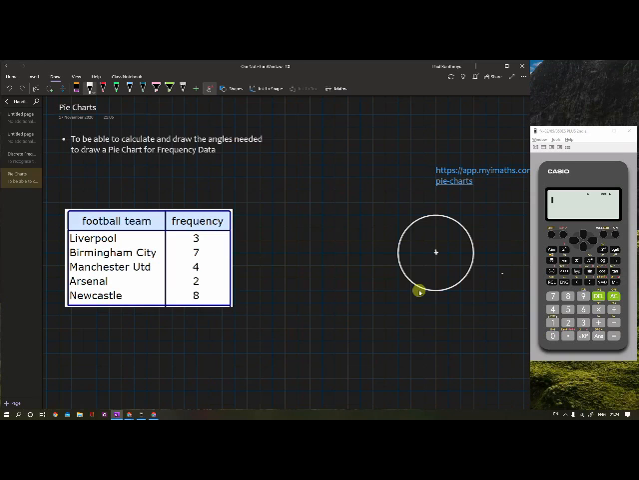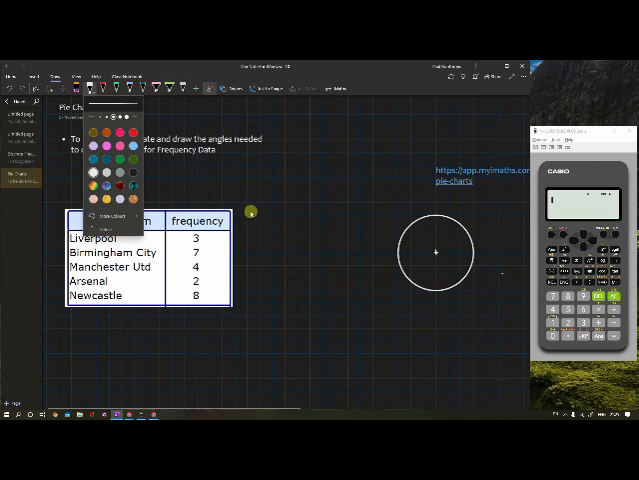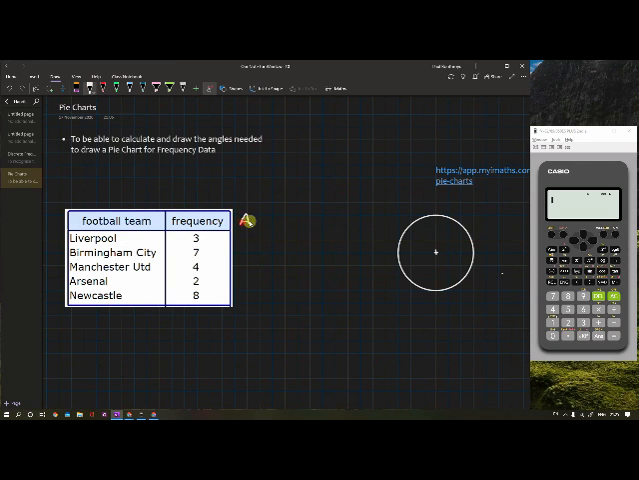First thing to remember is the full turn inside a circle is 360 degrees. So we know that we need to calculate some angles, and the first thing we know is the total angle is 360 degrees.